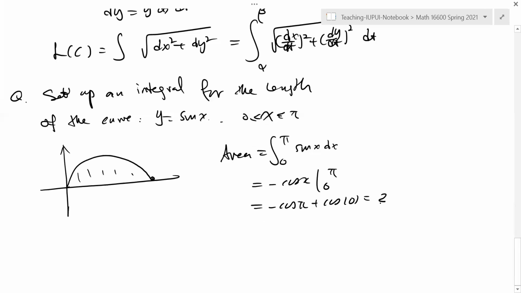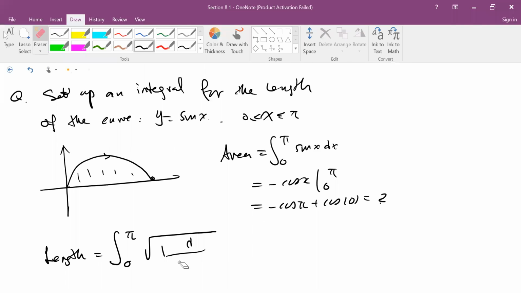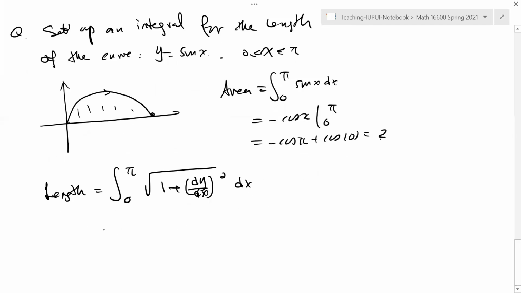And how about the length? The length. So this is y equals sine x. So the length is going to be the integral from 0 to pi of the square root of 1 plus dy over dx squared. We already derived our formula. So dy over dx squared is cosine squared x, dx.